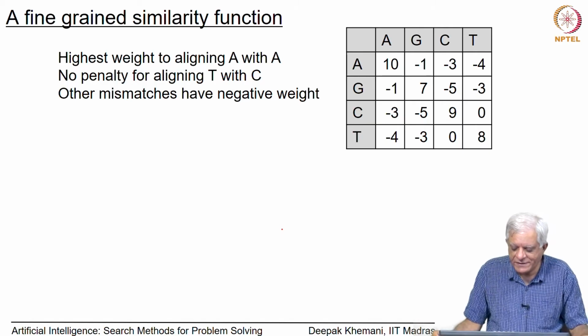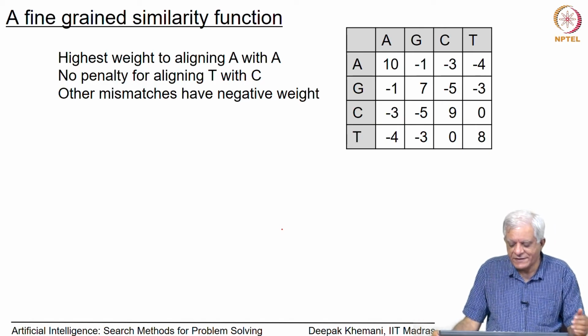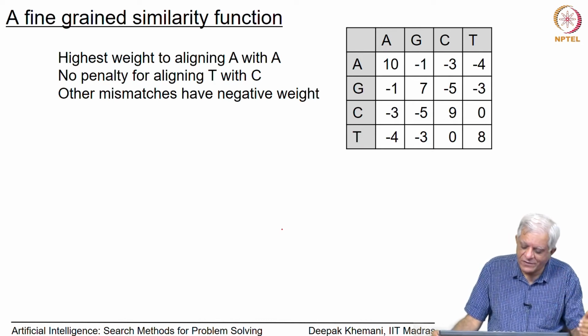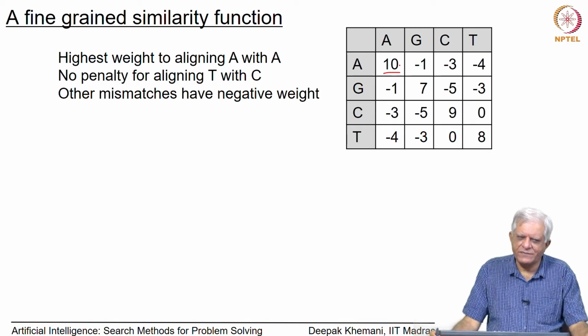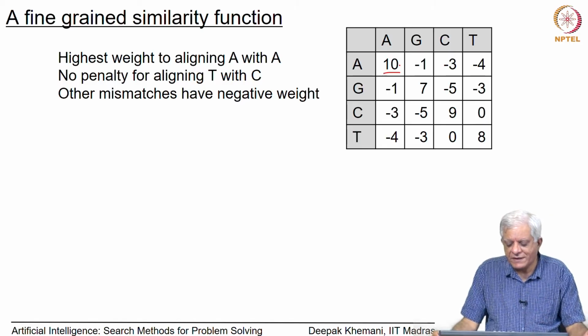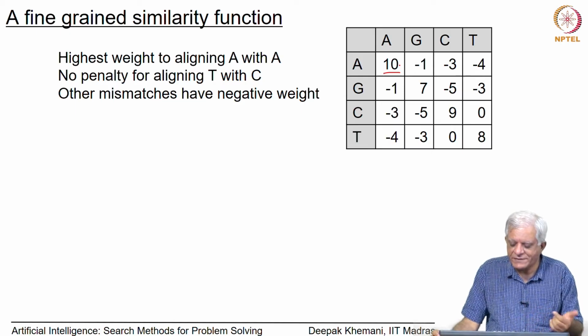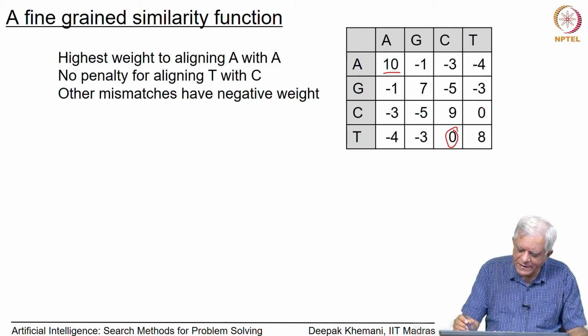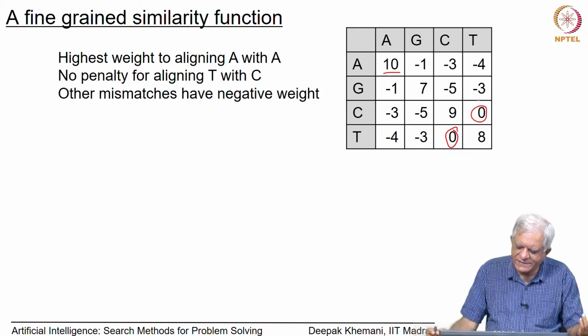So, here is an example of a fine grained similarity function. This 4 by 4 matrix gives you the similarities between any combination of the letters A, G, C, T. You can see that the highest weight of 10 has been given to aligning A with A. So, obviously, if you are going to have a similarity function which does that, it might even misalign some other characters if there are many A's that would get aligned in the process, and that would be because your similarity function says that it is most important to align an A with an A. On the other hand, if you align a T with a C, this is saying that it is neither good nor bad, you are adding a 0 value to them.